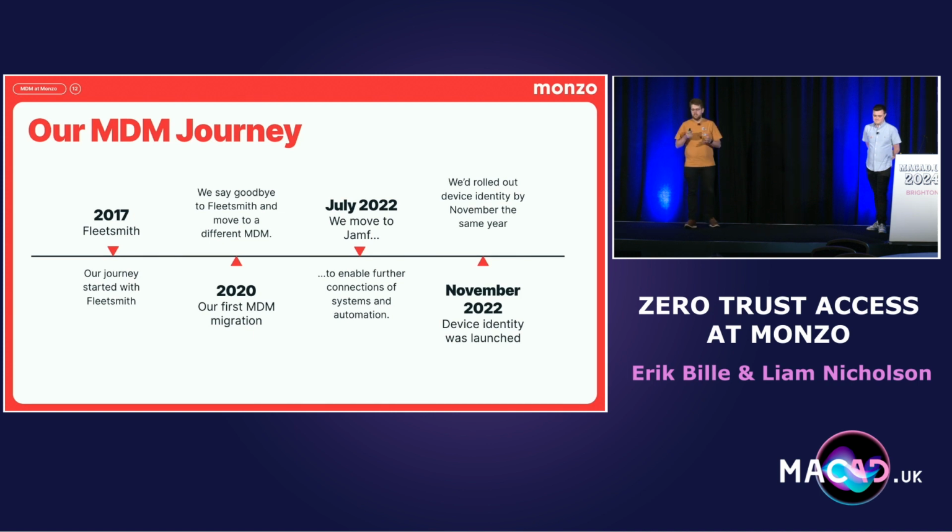Or agile, sorry. In the first half of 22, the Zero Trust plan was fully formed, and along with it came the need to change MDM. And by November 22, we had completed the migration and rolled out the first iteration of device identity to our laptops. So, the migration bit.